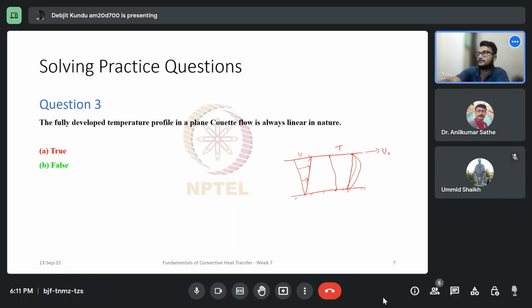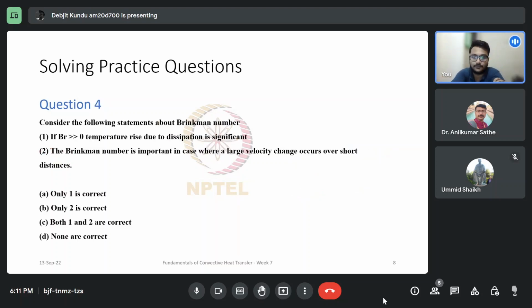Okay. So once again, moving on to question number 4. Question number 4 says, consider the following statements about Brinkman number. Statement 1 is, if Brinkman number is much greater than 0, temperature rise due to dissipation is significant. And statement 2 says, the Brinkman number is important in case where a large velocity change occurs over short distances.